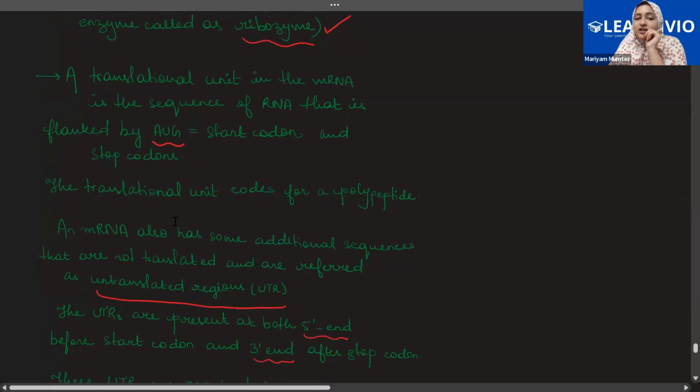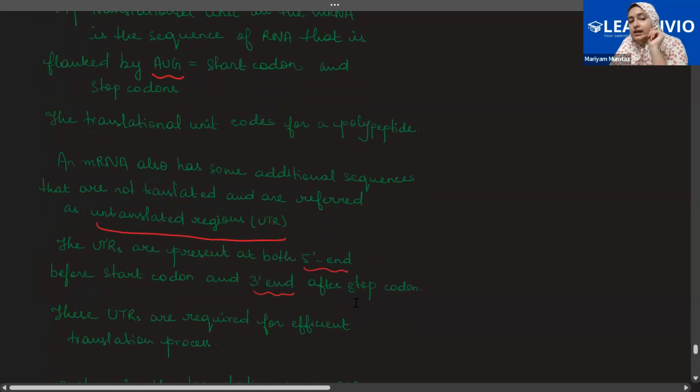Now, the translational unit codes for a polypeptide, and we know that a polypeptide is a protein. Now, an mRNA also has some additional sequences that are not translated, and those sequences of mRNA that do not get translated, we call them the untranslated regions, UTRs.